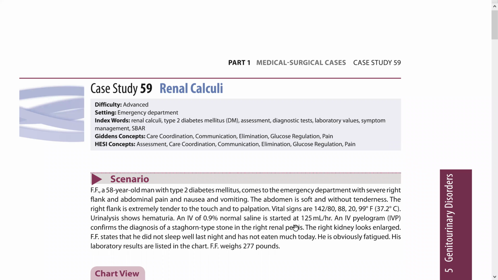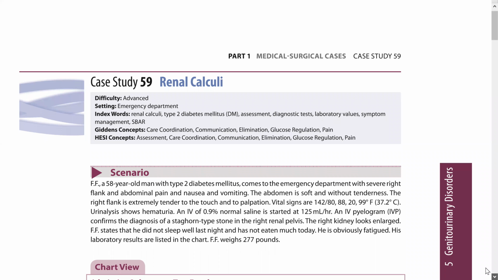Positive hematuria on urine analysis. They started an IV line, 125 mils per hour of normal saline, and he's gone for an IV pyelogram, an IVP, to confirm the diagnosis of a staghorn type stone in the right renal pelvis. The right kidney looks enlarged. The patient states that he didn't sleep well last night and has not eaten much today. He's fatigued. Lab results are listed in the chart, and he weighs 277 pounds. So here's the chart review.